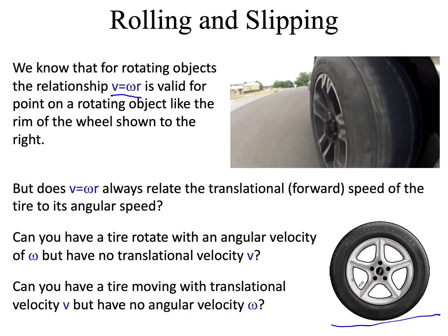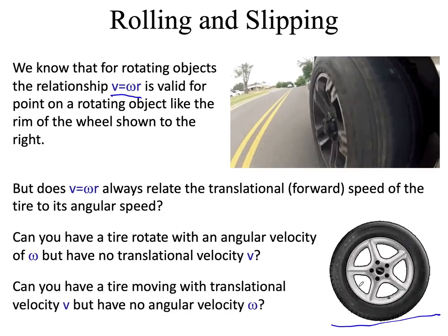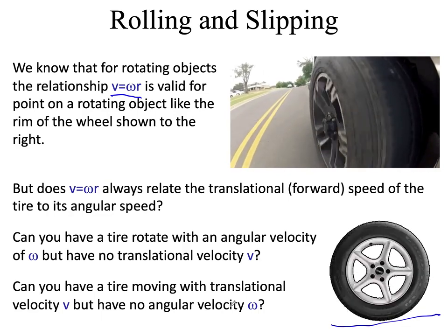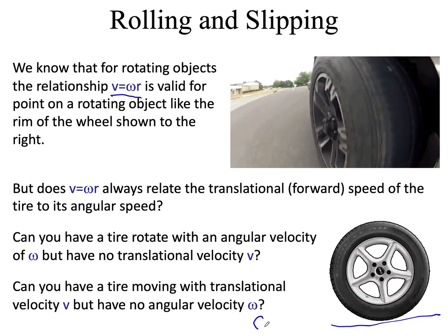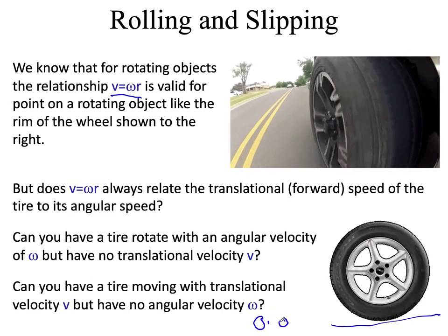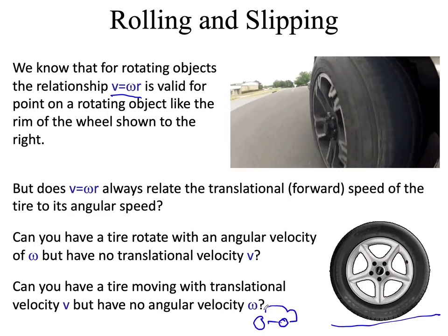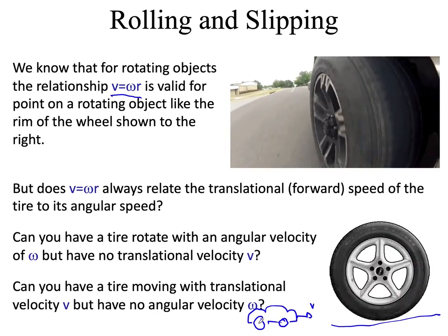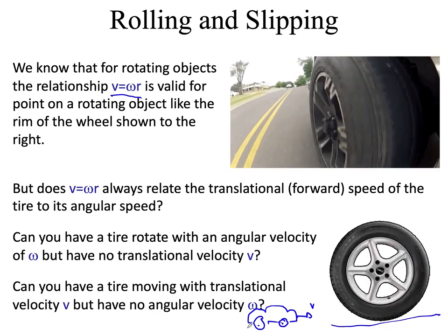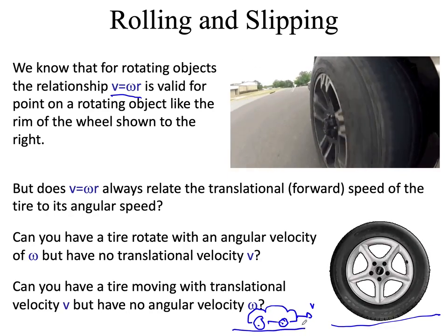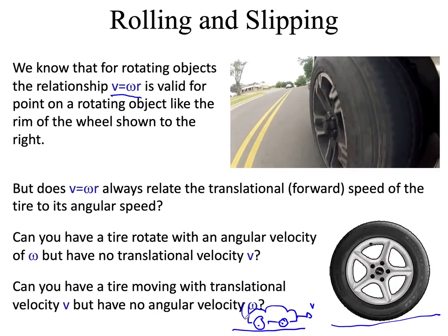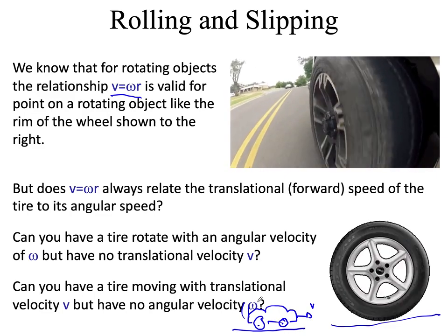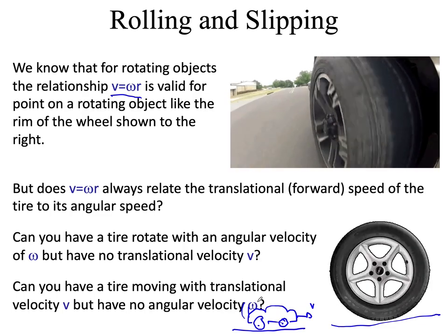And in the same way, can you have a tire moving forward with translational velocity, but have no angular speed? The answer is you betcha. If you've ever seen somebody whose car does not have anti-lock brakes and they suddenly slam on the brakes, what happens? The car slides forward with some velocity while the wheels actually stop moving, and it just slides along the ground as it moves forward. And so in that case, you've got velocity, but no omega. And so you've got to be careful with this equation.